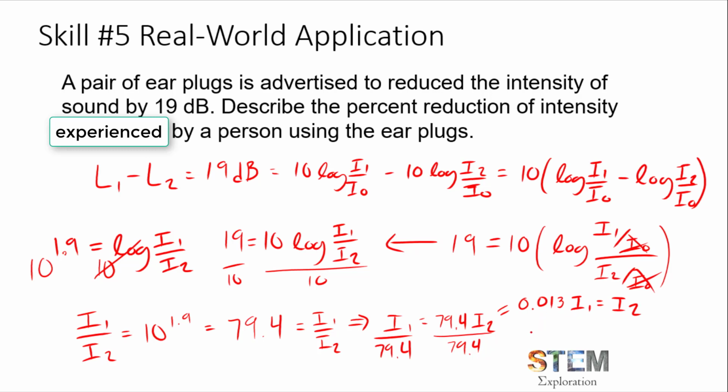And so what this will represent is that if we go 1 minus 0.013, this will be equal to 0.987. And this would be a 98.7% reduction in intensity. And this would be a 98.7% reduction in sound intensity.